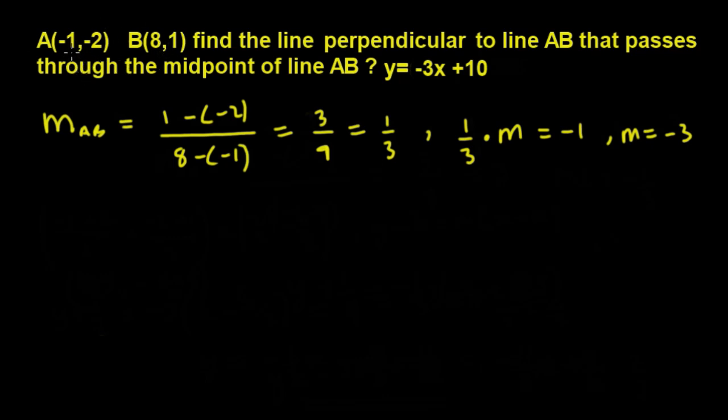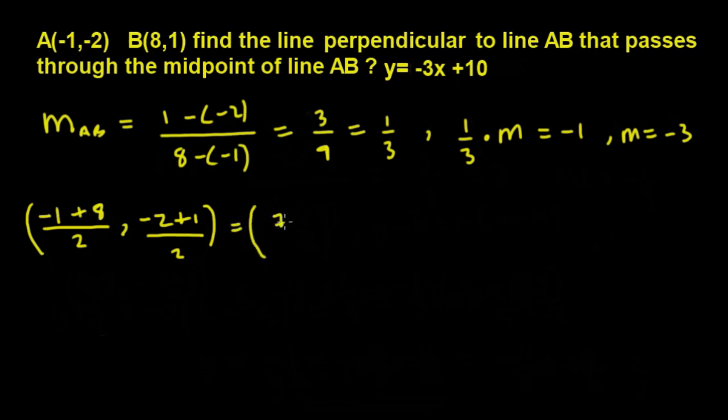But what is the midpoint of the line AB? We can get the x coordinate of the midpoint by saying minus 1 plus 8 upon 2. And the y coordinate of the midpoint is going to be minus 2 plus 1, all upon 2. So the midpoint is going to be given by 7 upon 2, comma, minus 1 upon 2.